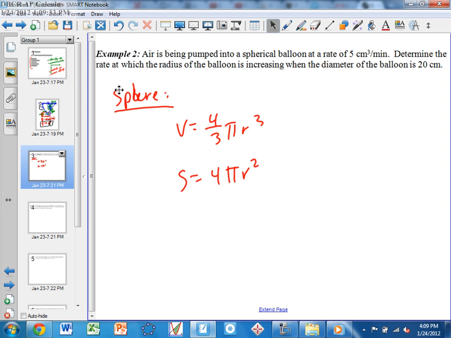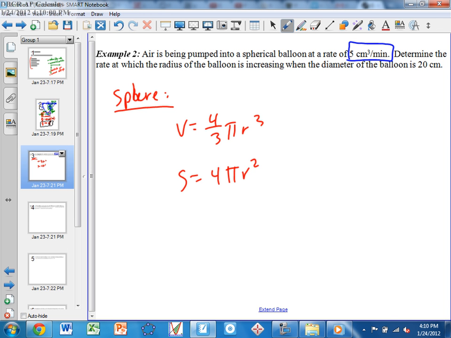Now, air is being pumped into a spherical balloon at a rate of 5 cubic centimeters per minute. Okay? Determine the rate at which the radius of the balloon is increasing when the diameter of the balloon is 20 centimeters. So, let's go back to today. We started today with DRDEAS: diagram, related rates, equation, differentiate, substitute.